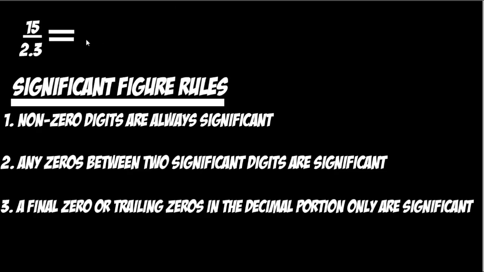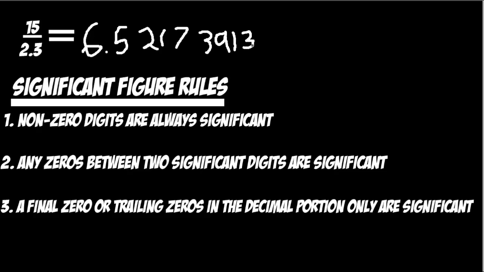So if we have 15 divided by 2.3, what does this give us? So it gives us 6.52173913. Now, after doing this problem, you look at this answer and you think, wow, that's really long. Like, where should I cut this off at, or where do I round this at? And significant figures tells us where we need to round this at.